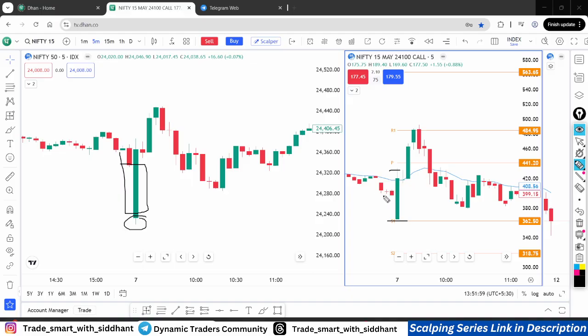Now as you can see, there was one resistance right here around 399, but if it's sustaining above 399, for example 400 or 405, for more than 2 minutes, you can quickly enter in the running candle and take from 400 to 430, I must say 430, in a running momentum trade.